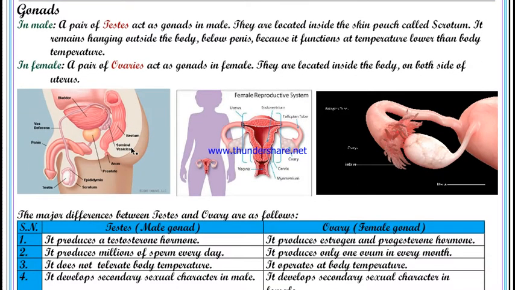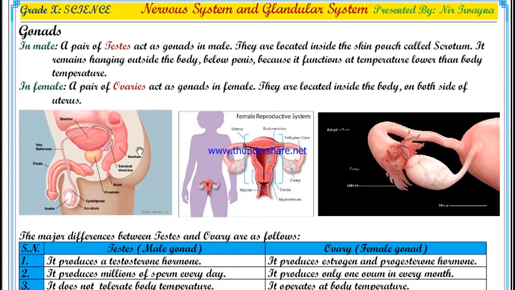Okay, next and the last one we have is gonads. The last gland that we need to discuss is gonads. Gonads are also known as reproductive glands because they produce the hormones which are necessary for reproduction function.